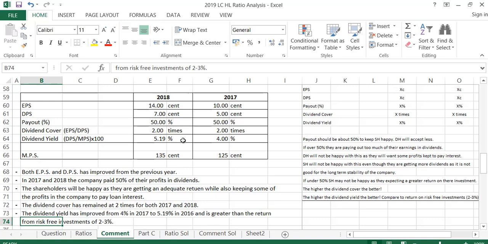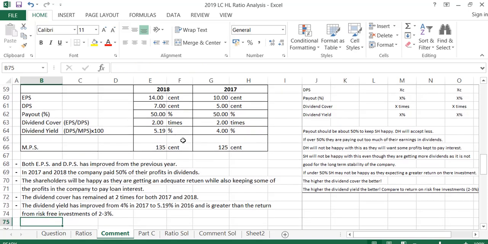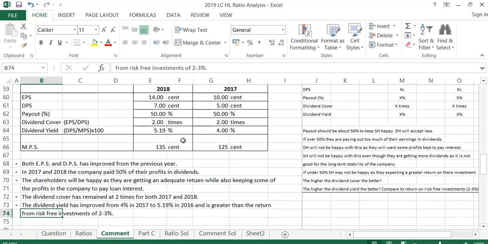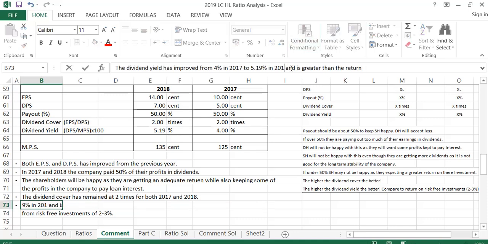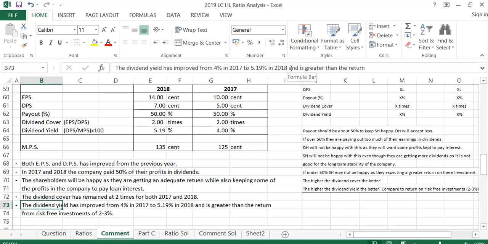The dividend cover has remained 2 times for both years, no change there. And the dividend yield has improved from 4% in 2017 to 5.19% in 2018. And we compare this to the return from risk-free investments, so it's greater than the return from risk-free investments of 2 to 3%. So overall, the shareholders will be happy with the dividend policy.